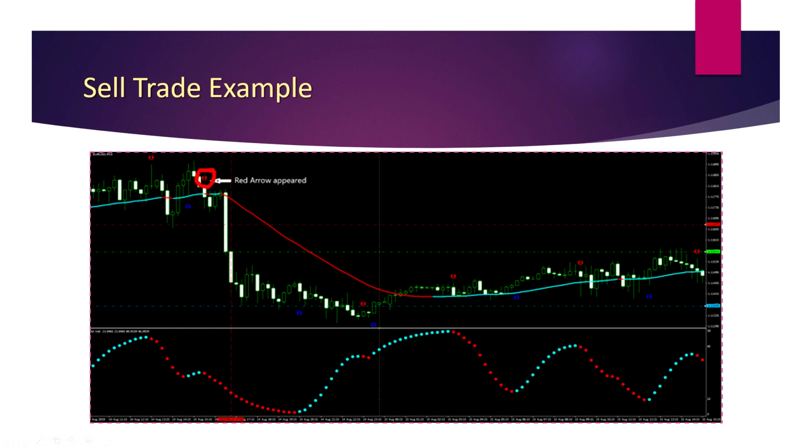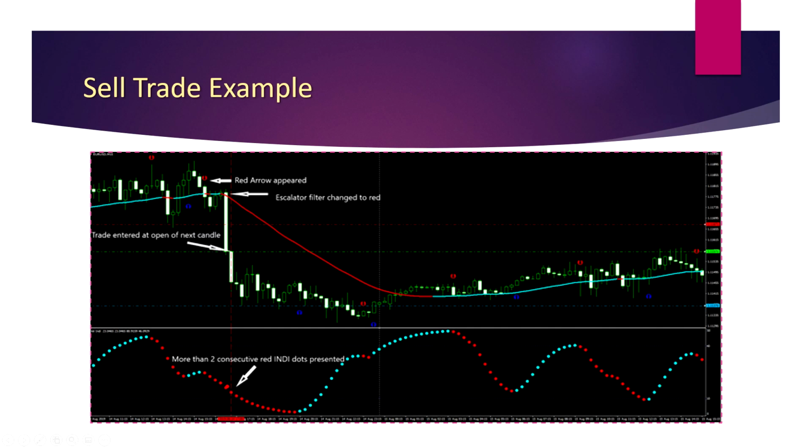The first thing we need to see would be the red signal dot. So we have that. After that, we are looking to wait for a filter indicator to turn to red, and turn to red over here. Now we can look for a potential place. But before we enter a trade, what we need is 2 consecutive red ND dots. So we need to have at least 2 dots. And of course, we are going to enter a trade once this candle closes, so over here.